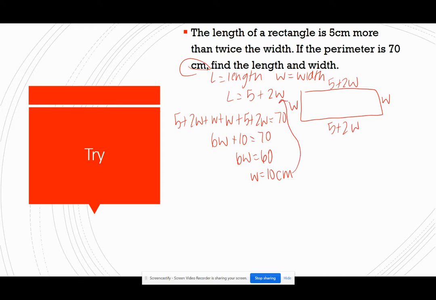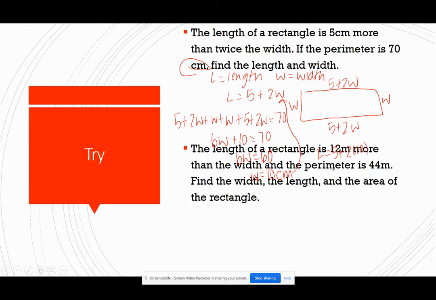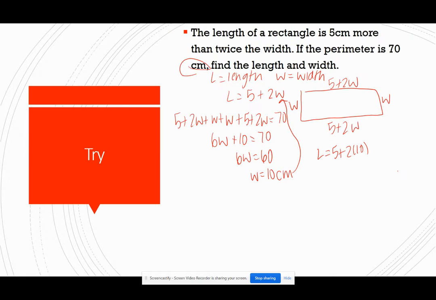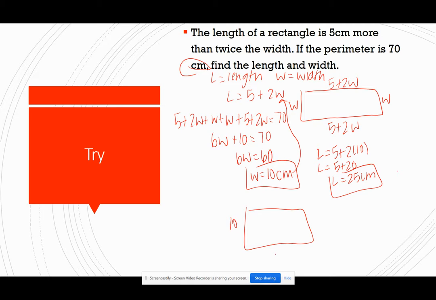Plug that back in up here. L equals 5 plus 2 times 10. L equals 5 plus 20. So L equals 25 centimeters. And that would be my final answer. If I asked you for the area, you would say, okay, draw it again. I have my width as 10, my length as 25. When I multiply them together, I get 250 centimeters squared. I didn't ask for that, but questions might ask you for that, so I want to make sure you're aware.